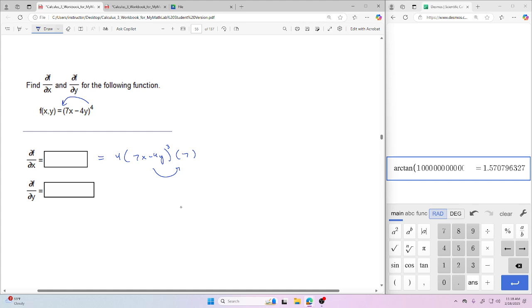It's the power rule. We've done this a ton of times. The 4 comes down to the front. Leave the inside alone, third power. Take the derivative of the inside. And again, we're only thinking of x's. So x goes to 7. Easy. The y goes away. It's just a number.